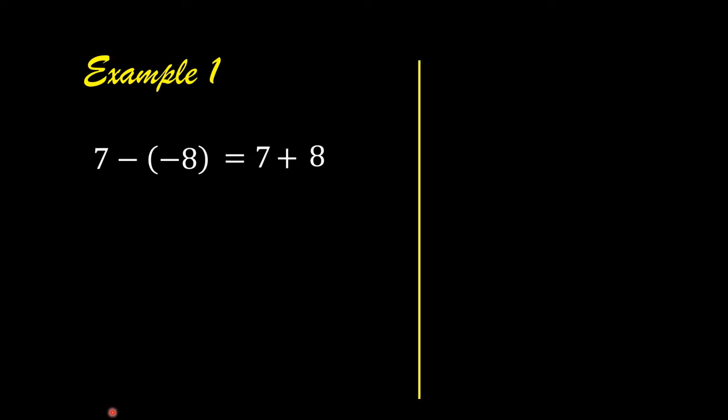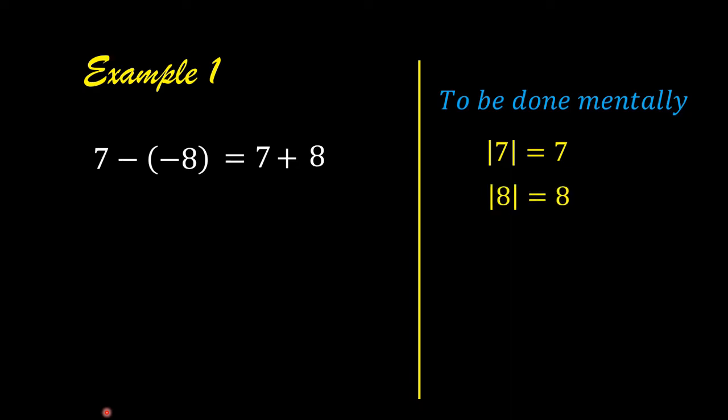Next, this is to be done mentally. Find the absolute value of 7 and the absolute value of 8. The absolute value of 7 is 7, and the absolute value of 8 is 8. If the numbers to be added have the same signs, add their absolute values. So 7 plus 8 is equal to 15.